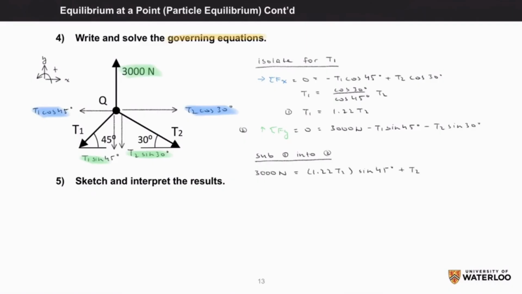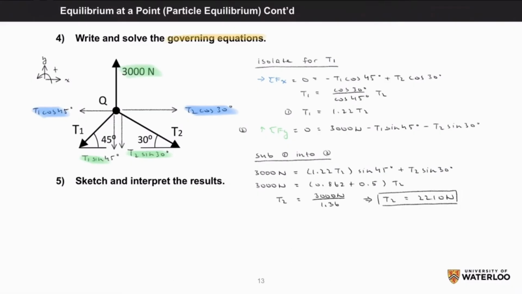Once we perform all the intermediate calculations, we get a force of 2,210 newtons for T2. Finally, to solve for T1, we plug our value for T2 of 2,210 newtons back into equation 1, which gives us a force of 2,690 newtons.